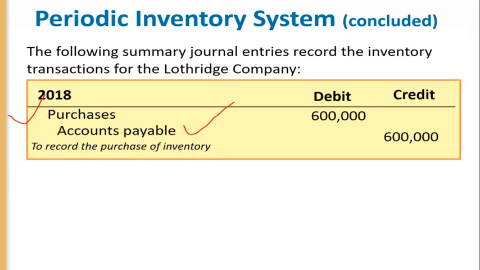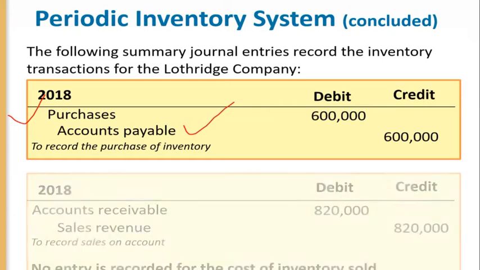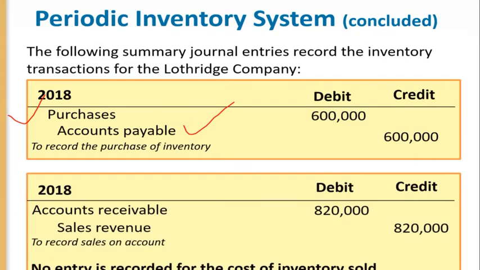And for the sales, we will be recording only one journal entry, that is only for sales. So in case of credit sales, we will be debiting accounts receivable and crediting sales revenue, and no entry is needed for the cost of goods sold.